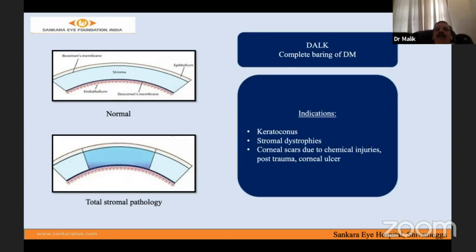And what is DALK? DALK is a procedure where we replace the whole of the stroma up to Descemet membrane. If you see, this is a normal cornea. If you do a DALK, the whole of the corneal stroma, starting from the epithelium up to the Descemet membrane, you replace with the healthy cornea. The common indications nowadays are keratoconus, stromal dystrophies, corneal scars due to chemical injuries, post-trauma, or following corneal ulcer.